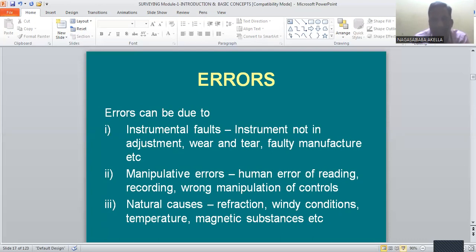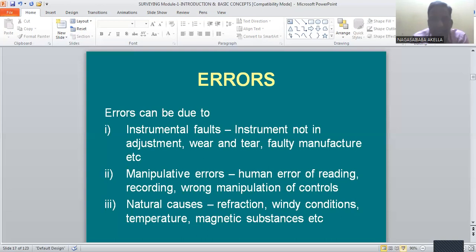Second one is manipulative errors. The human error means our error of reading. You are reading something and you note down something else. So if you read the leveling staff as 1.05 and you record 1.50, it comes under manipulative error or personal error. That is your mistake. You read 1.05, that should be written in the book, but you write 1.50. It is called manipulative error, personal error.